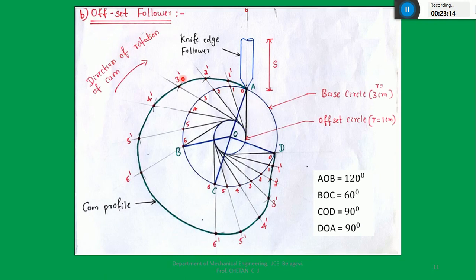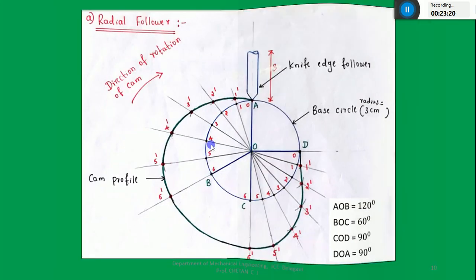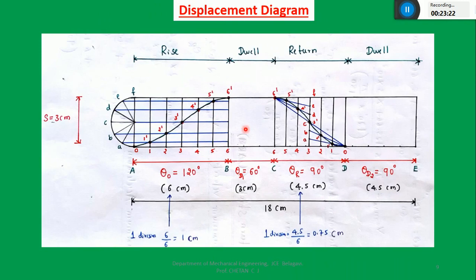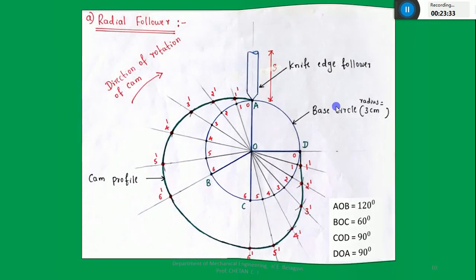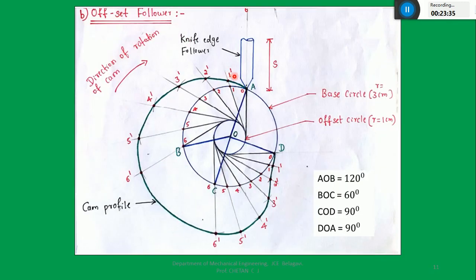And the second case, offset follower. You need to draw the cam profile for the offset follower. So this carries 5 marks, total 20. So what we'll do in the next 20 minutes, I'll try to complete this displacement diagram. And after that, in the next class, I'll go with the cam profile for the radial follower and the cam profile for the offset follower.